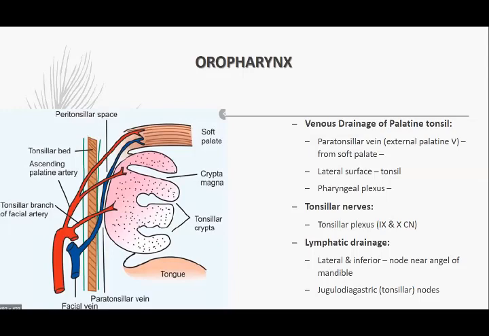Regarding lymphatic drainage, the lymph nodes that drain the palatine tonsil lie near the angle of the mandible. They are the lateral and inferior group of lymph nodes. Plus, you have the jugulodigastric nodes. They also drain the palatine tonsil. That is why they are called tonsillar nodes. The nerve supply of the tonsil comes from the tonsillar plexus of nerves, with contribution from the glossopharyngeal and the vagus nerves.